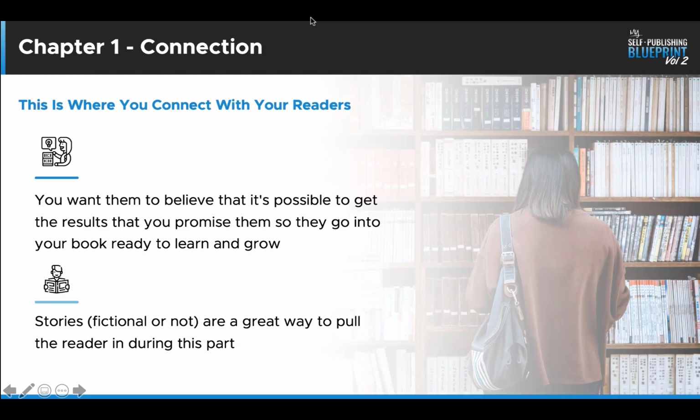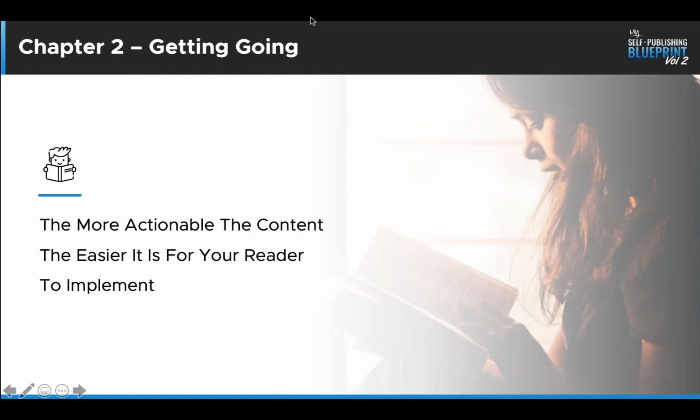So chapter 1, right? This is building a connection with your reader. You want them to believe it's possible to get the results that you promised, so they will go into your book ready to learn and grow. Stories, fictional or not, are a great way to pull the reader in during this part. Chapter 2, getting going. The more actionable the content, the easier it is for your reader to implement, right? You don't have to have something for the reader to get going on this point, but these are just suggestions on exactly how you can frame your book.